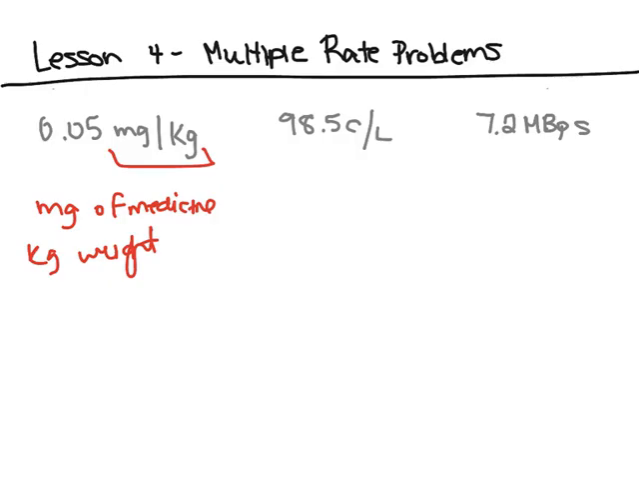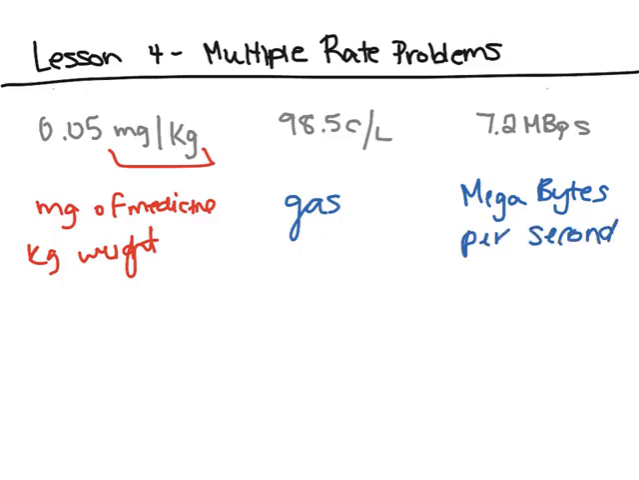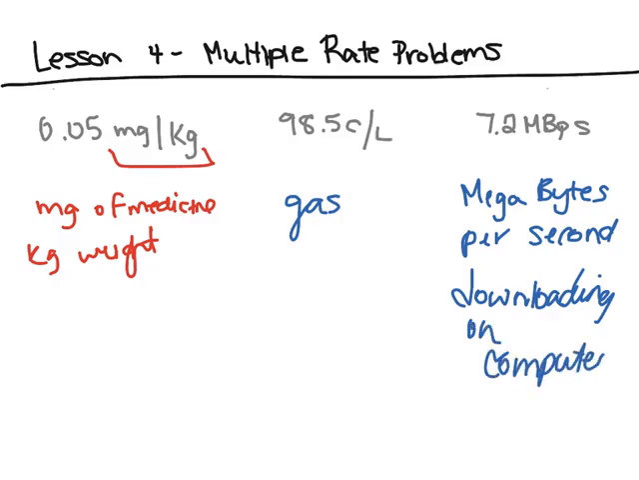98.5 cents per liter, that would be like gas. We pay money per liter. And 7.2, what this means is megabytes per second. And a time when we do that is when you're downloading on the computer or lots of things on the computer. So that's what megabytes per second means.